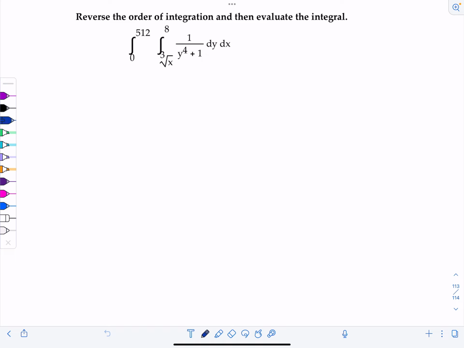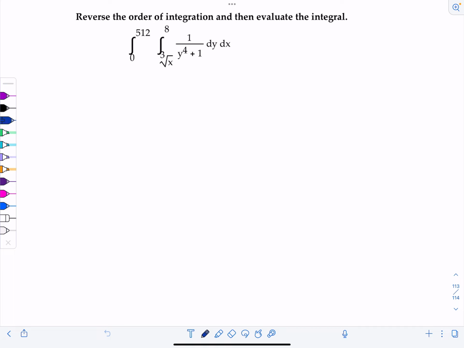I had a request to do more multiple integrals, double and triple, so here we go. The directions on this one say reverse the order of integration and then evaluate the integral. So in order to do that, we need to draw out the integration region, which is in the xy plane.